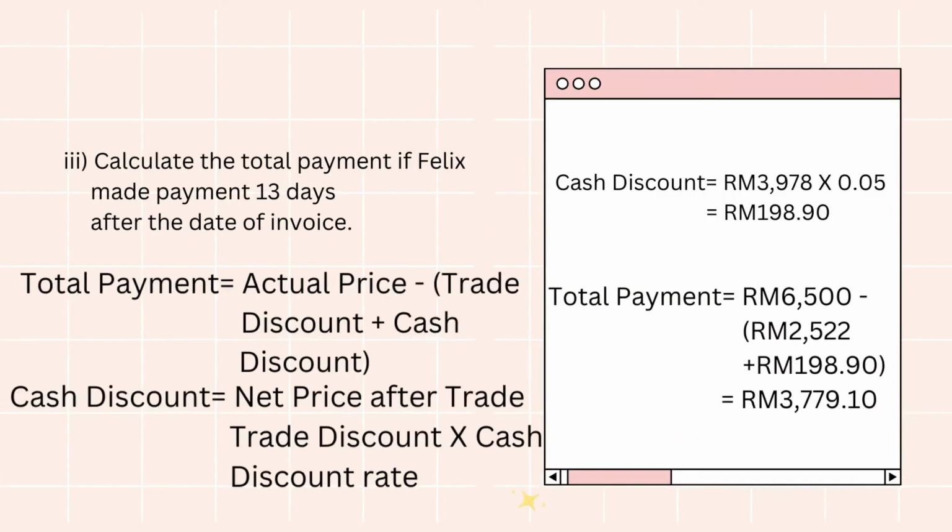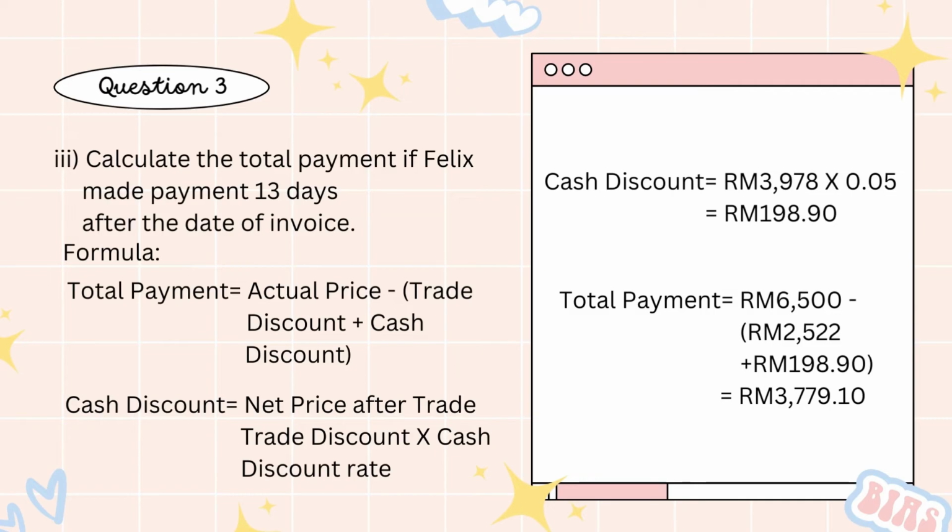2,522 ringgit. Last question. Calculate the total payment if Felix made payment 13 days after the date of invoice. Back to the question, if Felix paid within 15 days, he will get a 5% cash discount. So, to get the total payment, we must know the cash discount first. The formula for cash discount is net price after trade discount times cash discount rate. So, the cash discount is 198 ringgit and 90 cents.